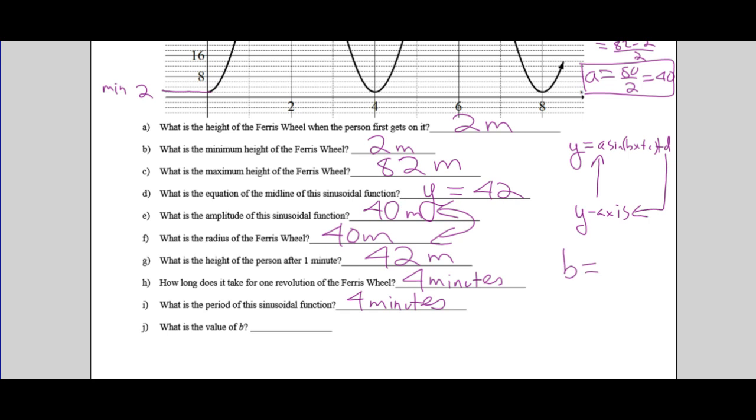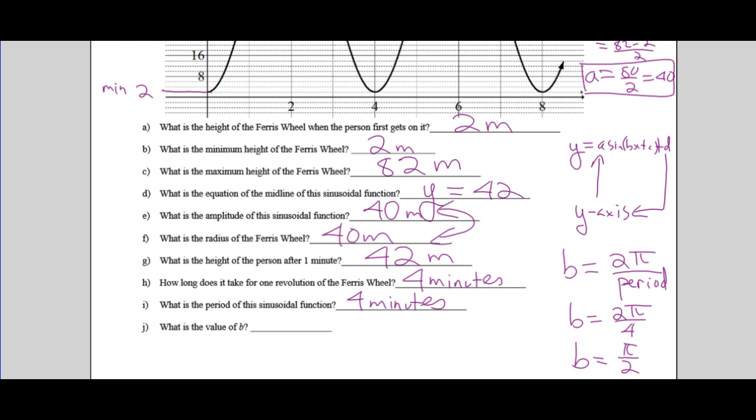What's the formula for B? B is equal to, look at the top of the page, what is it? 2 pi over the period. What's the period? 4. What's 2 pi divided by 4? We'll go with pi over 2, right? I'll leave it like that, because it's exact.